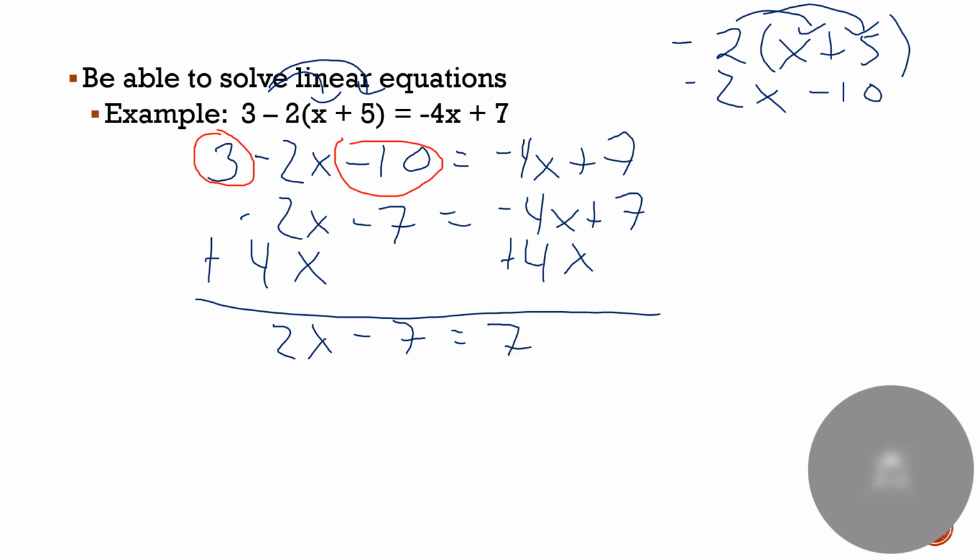And then from here on out, we just solve the resulting two-step equation. So I would add 7 to get 2x is equal to 14, and then divide by 2, and I land at x is equal to 7.